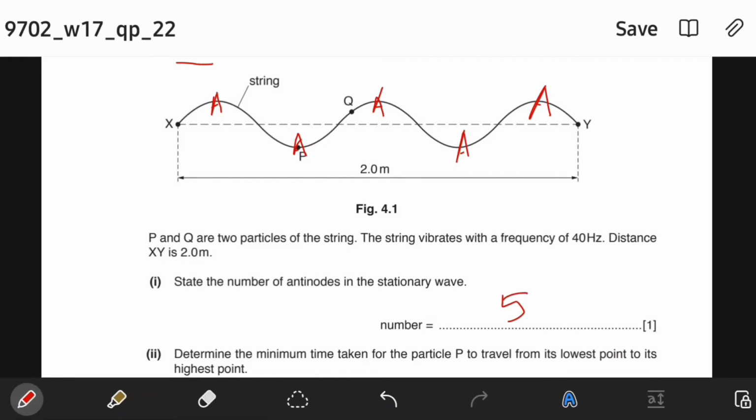Determine the minimum time taken for the particle P to travel from its lowest point to its highest point. So meaning from here to here. Time taken from here to here is what? It is half a period. Period is the time taken for a complete oscillation. This is only half of the oscillation. A complete oscillation would look like from this point to the highest point and then again back to this point. But here they're only asking for half a period.